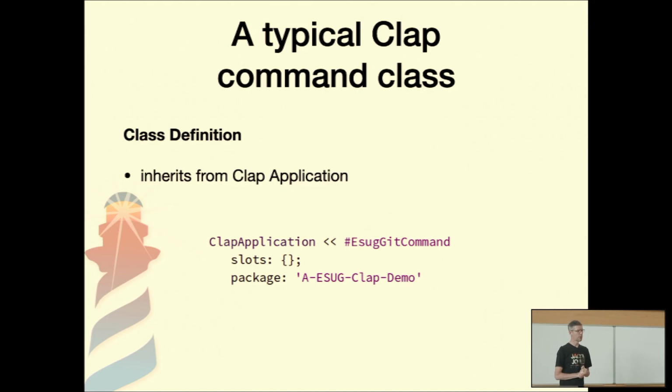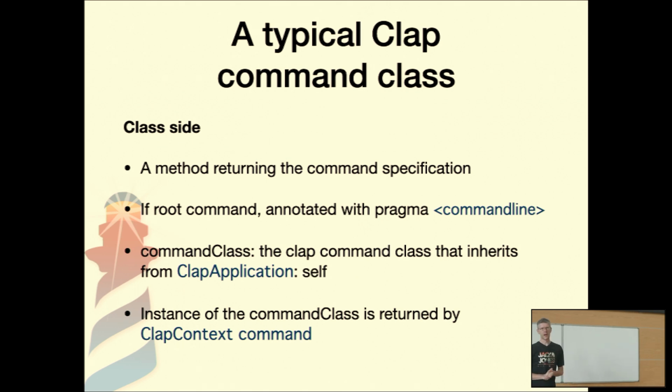So, a typical clap command class. Just before that, the class definition. Your clap command should inherit from clap application. On class side, you need to define a command method, that will return the command specification, the one that we just showed before. If your command is the root command, I mean the top command that you will invoke from command line, then you need an annotation, pragma command line.